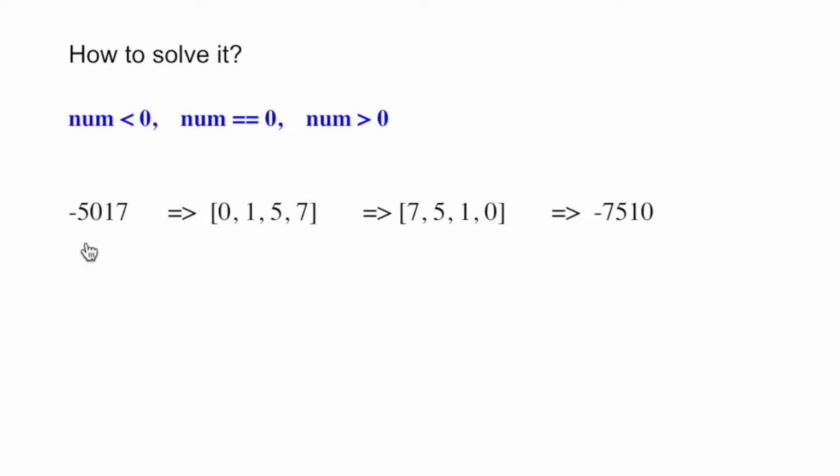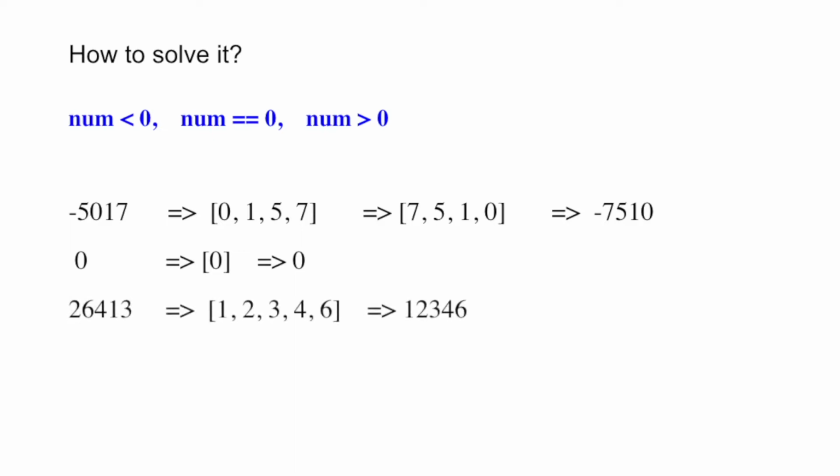Given this negative number, the first step is to sort every digit. Because it's negative, reverse it so it's in descending order. Then convert it into a number and add the negative sign. Given 0, return 0. Given this positive number, sort every digit. It's positive and there's no leading zero. Convert it into a number.